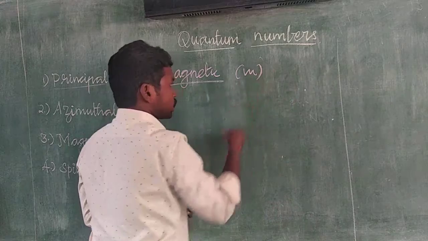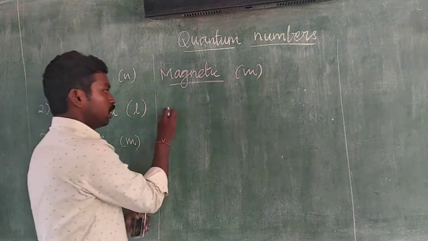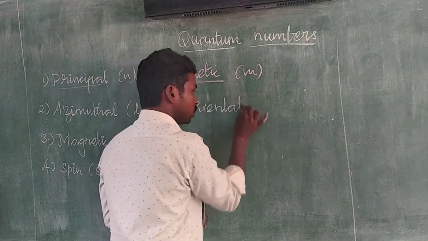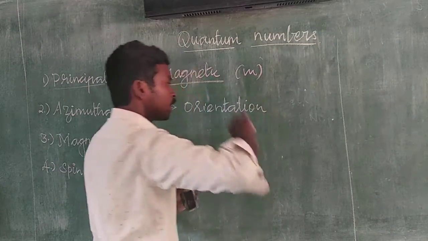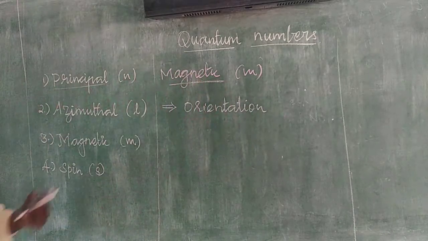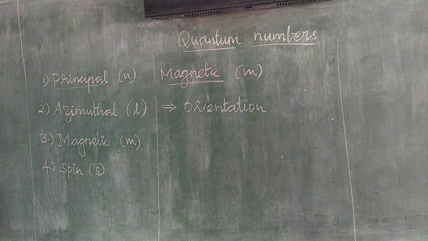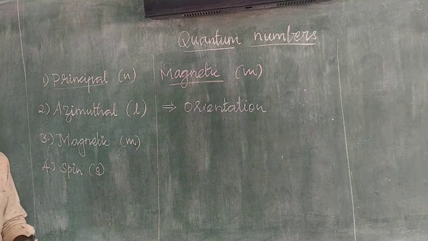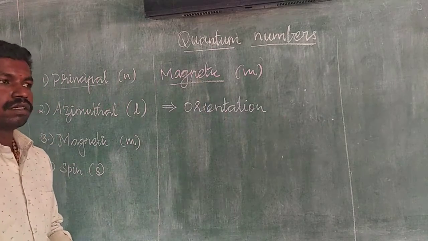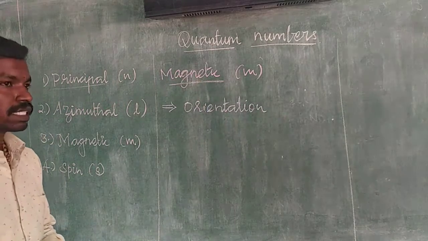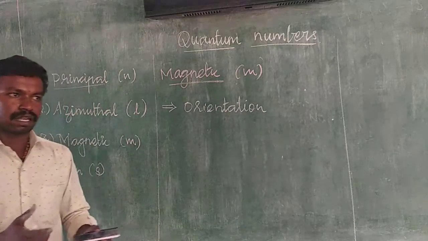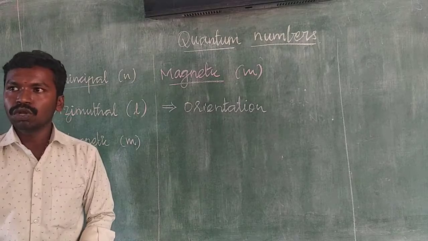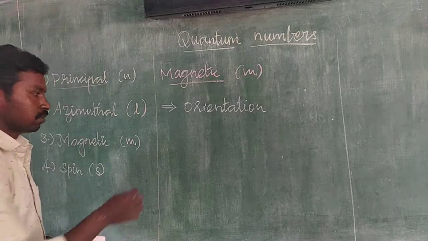It is denoted by the symbol m and it is mainly used for the orientation of orbitals in space, that is, how the orbitals are oriented in space. That is the major application of the magnetic quantum number. And this can be justified using the Zeeman effect, the splitting of spectral lines in a magnetic field, which we can study only through the magnetic quantum number.